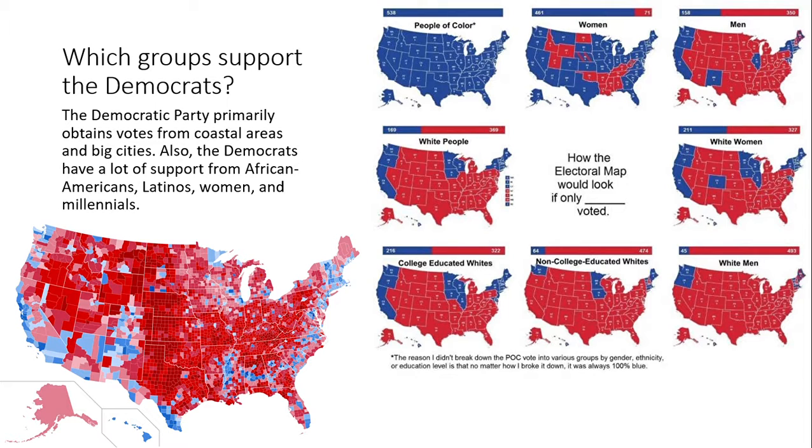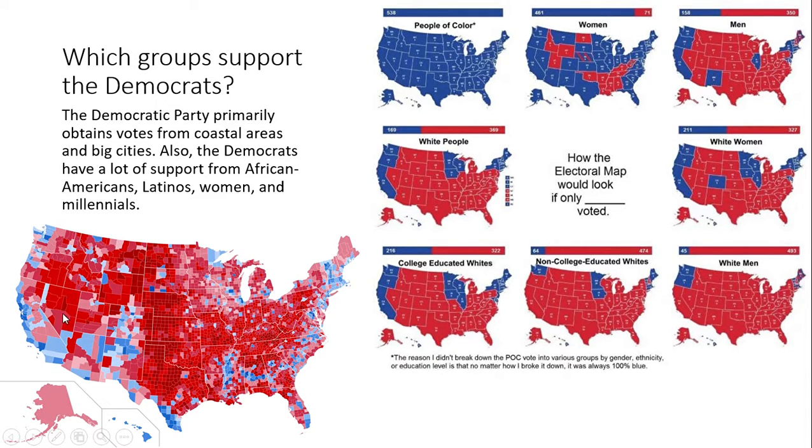Alright, so which groups support the Democrats? If you look at this graph, blue is obviously the Democrats. People of color, or non-white people, give Democrats a lot of support. They also have much higher support among women than among men. Women, Latinos, African Americans and millennials tend to be the groups that support the Democratic Party in larger numbers, especially African Americans, where the number is like 90 to 10 or something like that.